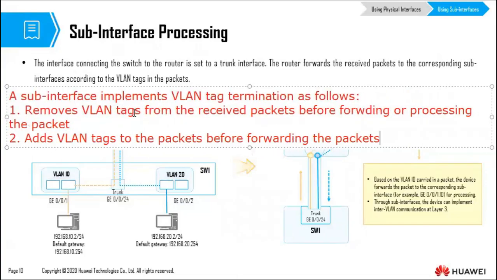So first remove, then process, then forward. After that, the outgoing interface will add a VLAN tag before forwarding it back to the switch. So that's how sub-interfaces process. That's how they process in order to support inter-VLAN communication. Okay.